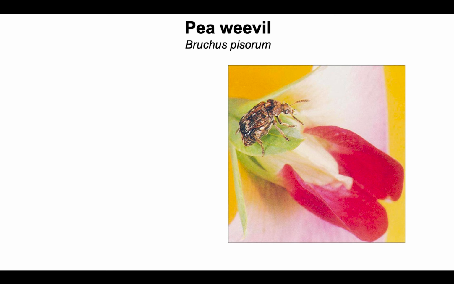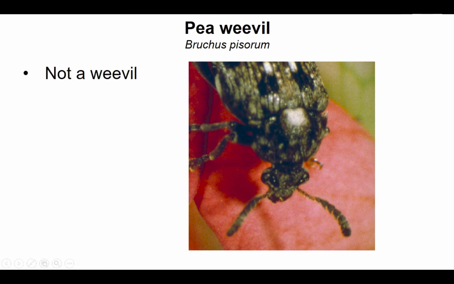And for those of you who've actually taken good notice, you'll see that the pea weevil is not a weevil. Technically, it should be called a beetle. You can see it doesn't have a snout like a weevil.